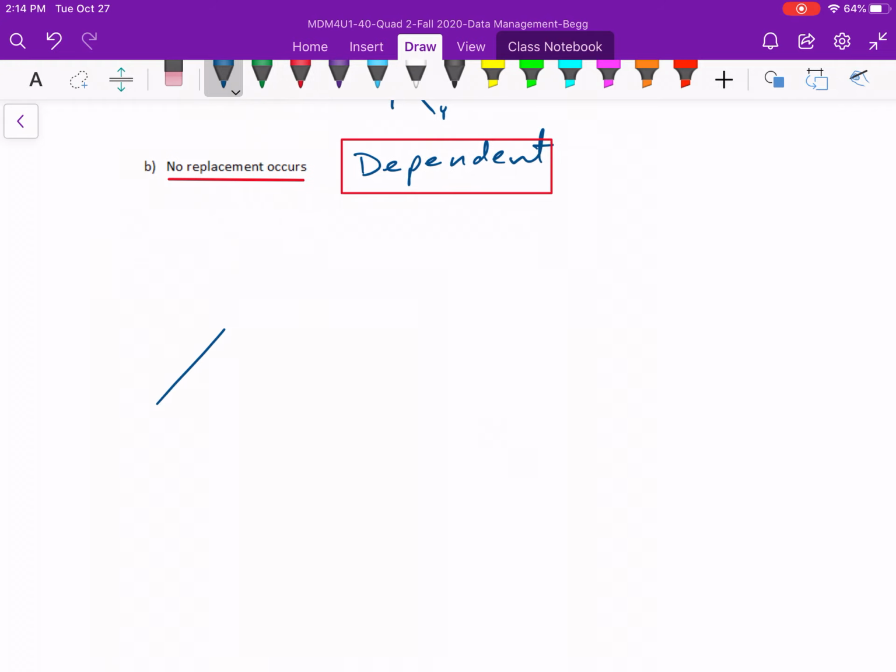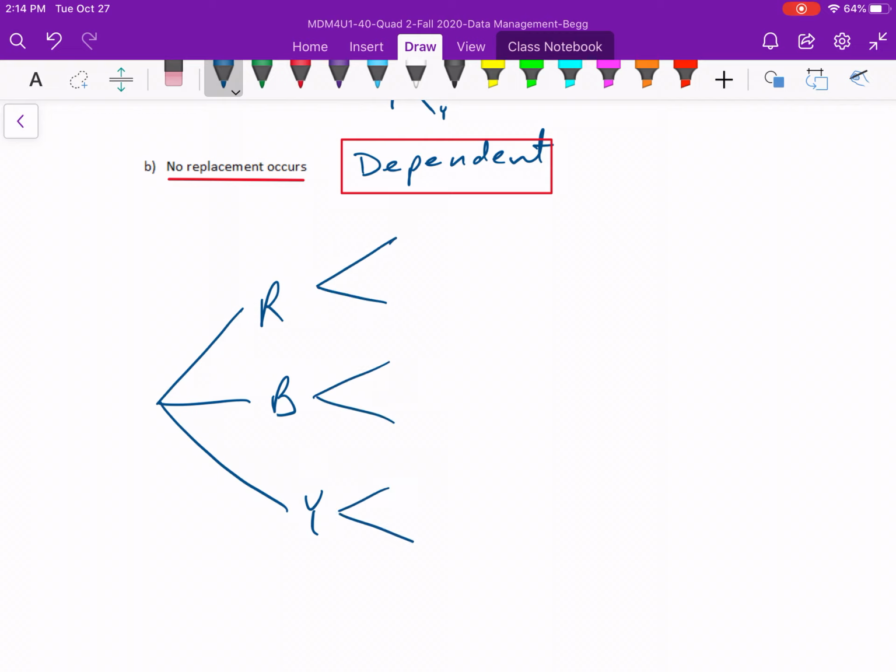So my tree diagram starts out the same. 3 branches, red, blue, yellow. But on my second draw, because it's dependent and I'm not putting the balls back in, if I draw red the first time, then I can't draw red again. I can only draw blue or yellow because that's all that's left. If I draw blue the first time, I can't draw it again. I can only draw red, or I could draw yellow. And if I draw yellow the first time, I could then draw red, or I could draw blue. So we've got less options now in this case because of the dependency.